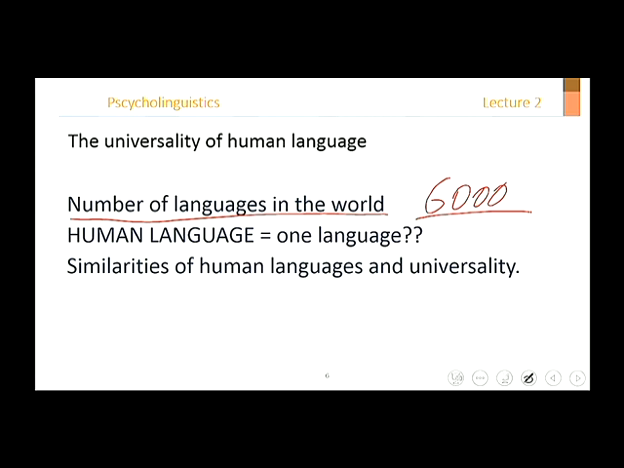Now, when we say human language, we are not referring to one of these 6,000 languages. We are not referring to one language, we are referring to all of them. All of these languages, Arabic, English, Hebrew, French, Spanish, all of that, these are called human language. When we say human language, we are not referring to one particular language. We are talking about language in general. Language as it is in the brain. Language as the brain processes it. Language as an unconscious process in the brain. All right? Now, of course, there are similarities and differences between languages.